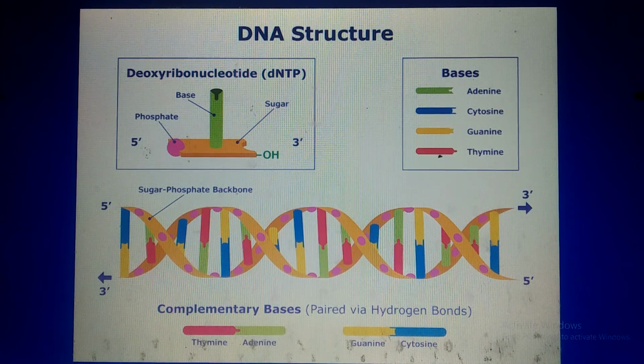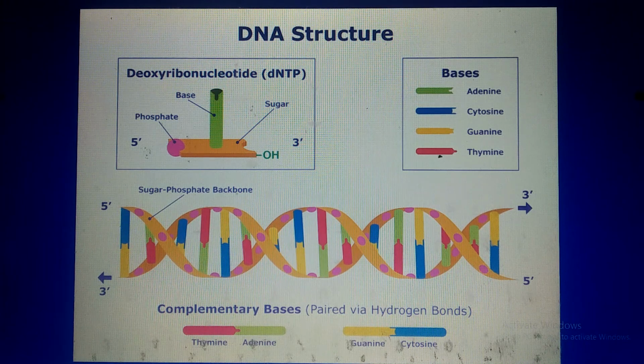But in the nucleotide, a phosphate group is attached to the nucleoside. So this is the clear difference between the nucleotide and nucleoside. And you can see here there are 4 types of nucleotide present in the DNA: adenine nucleotide, guanine nucleotide, cytosine nucleotide, and thymine nucleotide.